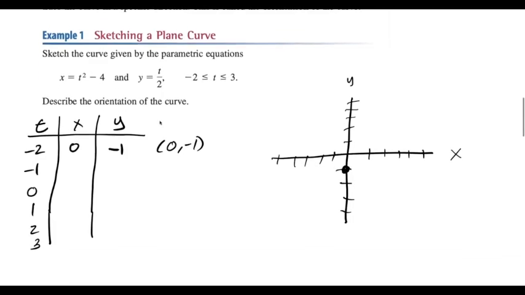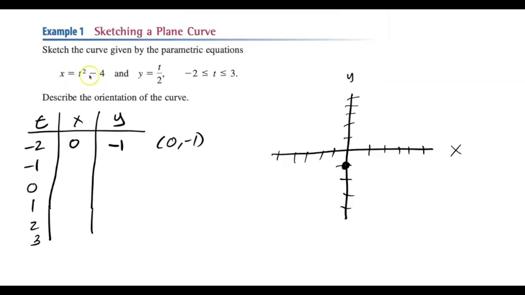And then we're going to keep on doing this. Plug in -1. -1 squared is 1. 1 minus 4 is -3. -1 into here is -1/2. So we get -3 and -1/2. So that's going to be right here-ish. And then we're plugging 0. 0 squared minus 4 is -4. 0 over 2 is 0. So you get -4 and 0. So right now our curve is going like this. And that's the direction it's going.